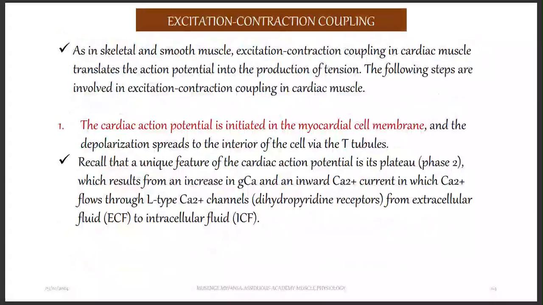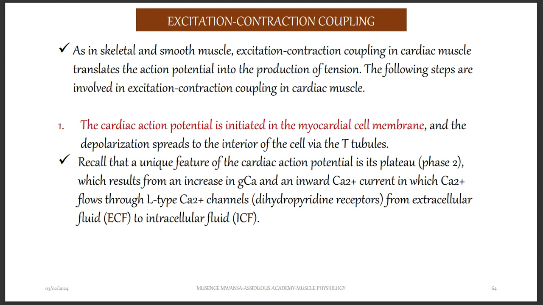Now we'll talk about excitation-contraction coupling. What do we mean if we say excitation-contraction coupling? As in skeletal muscles, the same way they behave, and also smooth muscles, excitation-contraction coupling in cardiac muscle is going to translate action potential into the production of tension. So you first had an action potential, and then the action potential caused tension to be produced. The cardiac action potential is going to be initiated in the myocardial cell membrane, and the depolarization is going to be able to spread to the interior of the cell via the T tubules.